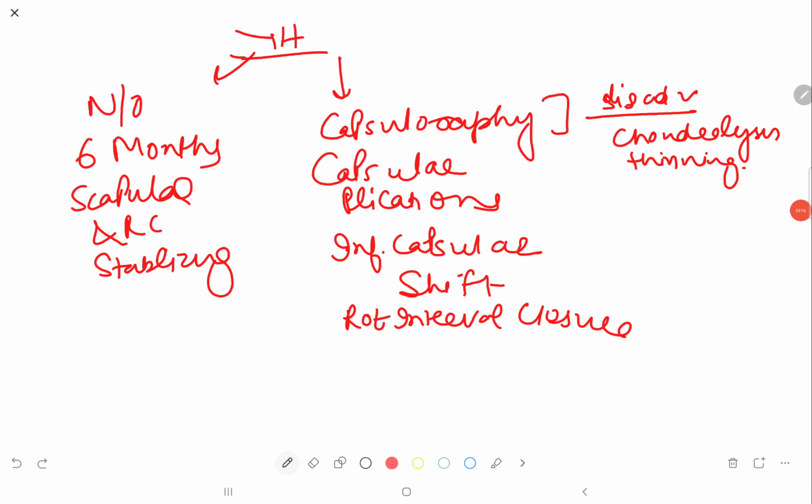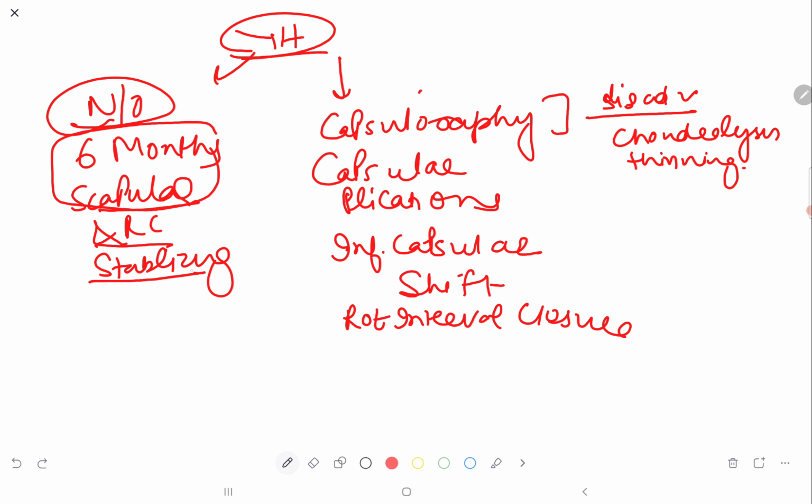Now, in treatment, we have non-operative and operative. Firstly, for 6 months, we will do non-operative treatment. In the non-operative treatment, we will strengthen the dynamic stabilizers, that is periscapular muscles and rotator cuff muscles. And in the operative treatment, we have options of capsulorrhaphy, capsular plication, inferior capsular shift, and rotator interval closure.